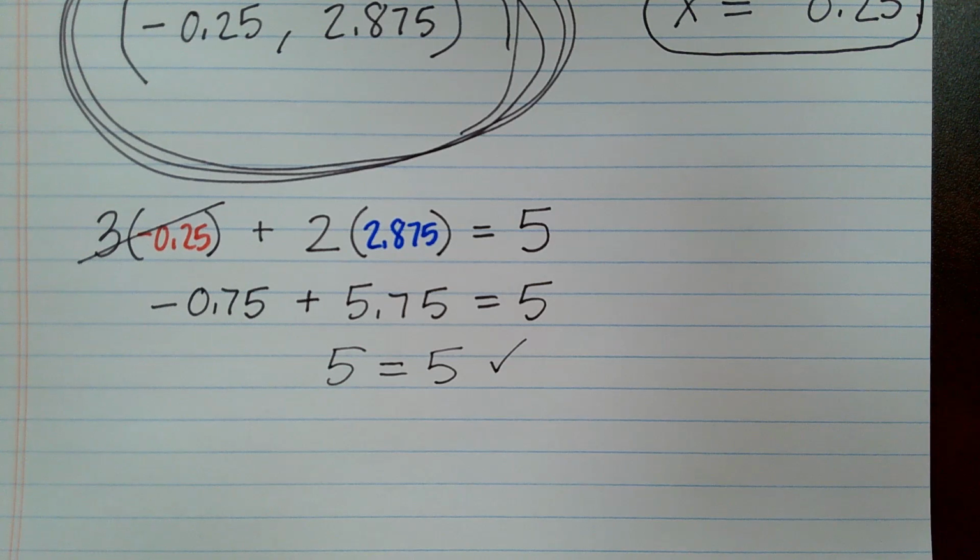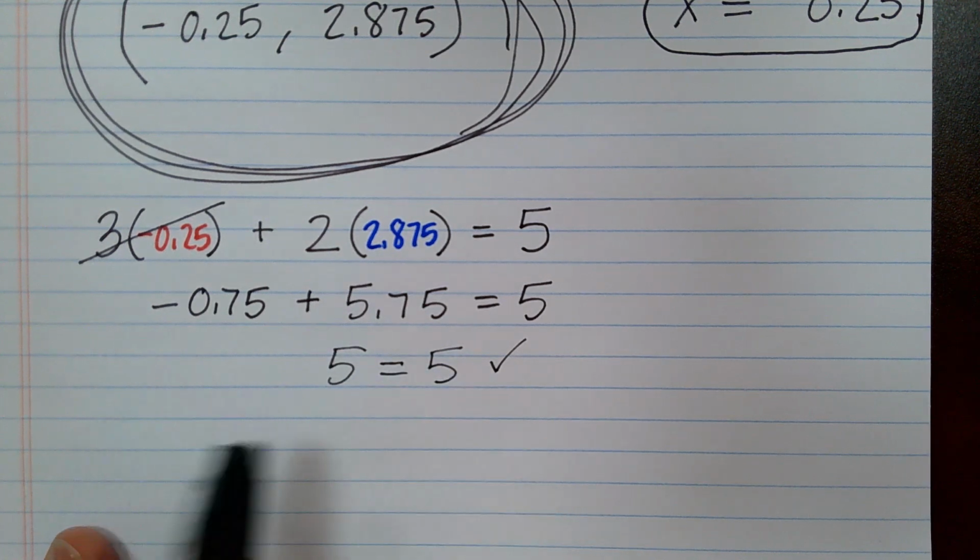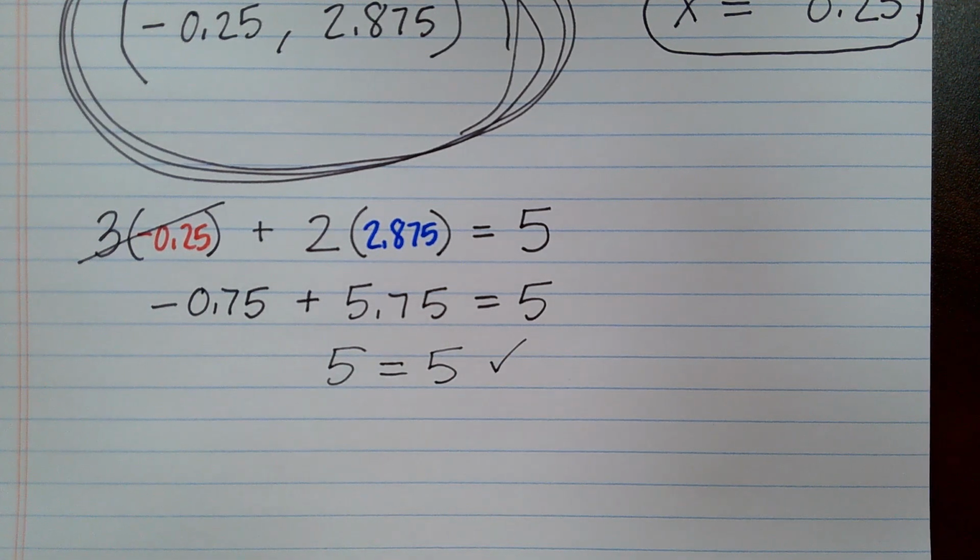So you can check your answer. Even if there's not a graph, just plug it back into the equations and make sure that you get a true statement at the end. And this is true. 5 does equal 5.